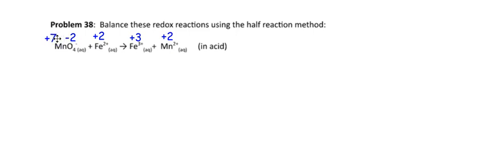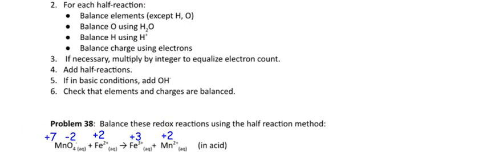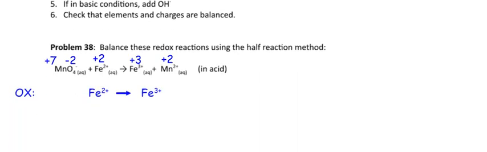And so now we need to look at what is being oxidized and what is being reduced. So what oxidation number went up? I'm seeing manganese went from +7 to +2, and iron went from +2 to +3. So I think your oxidation is this right here. Let's scroll up and see what we do next. Balance the elements except hydrogen and oxygen. Folks, there's 1 iron here and 1 iron here. It's already balanced. There is no hydrogen or oxygen.